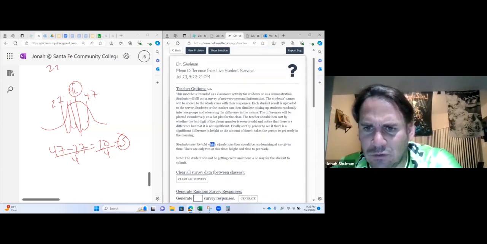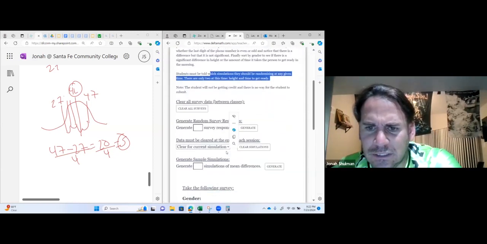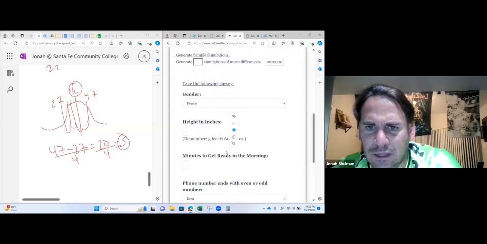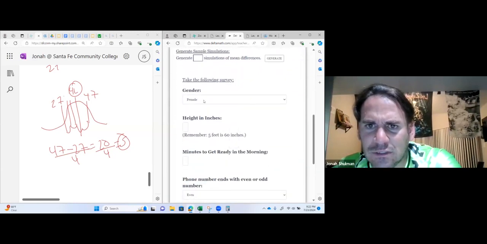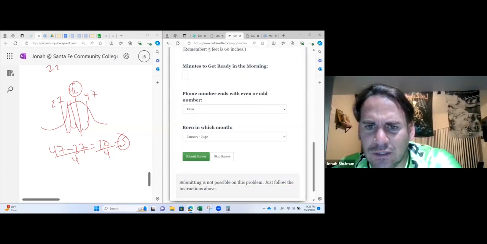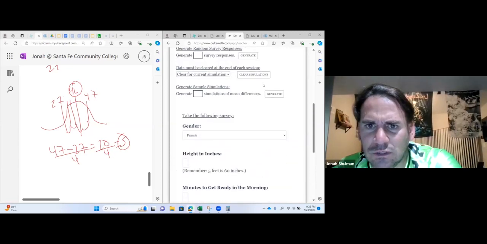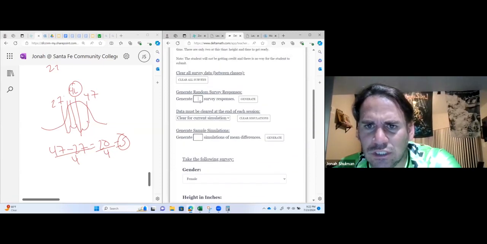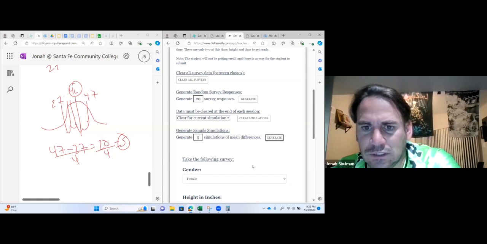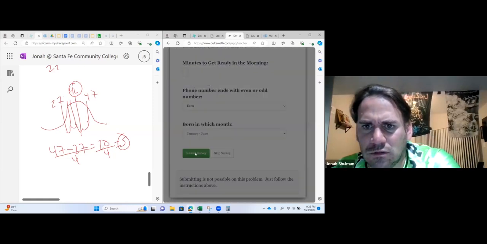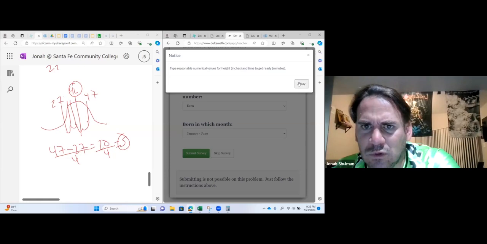So students must be told which simulation they should be randomizing. And we can do heights, gender, the surveys, or born in each month. The more you do, it'll work, or you can just generate 20 responses, and we'll do 5 simulations. So in case you just want to see it happen first. Enter reasonable values for height and time.